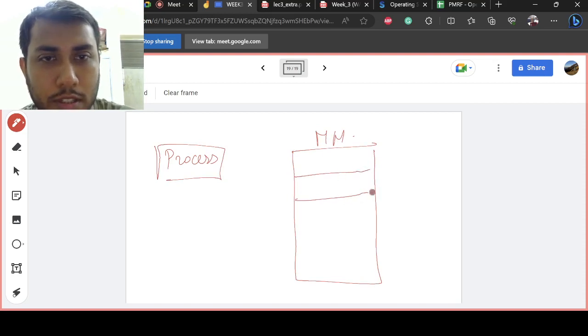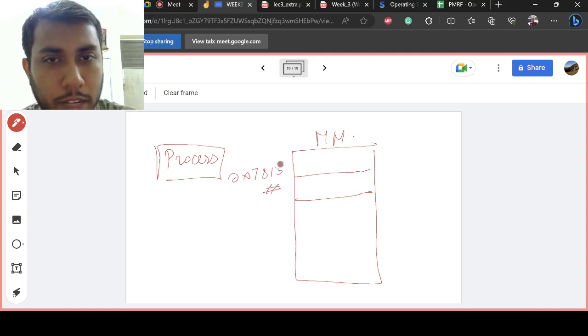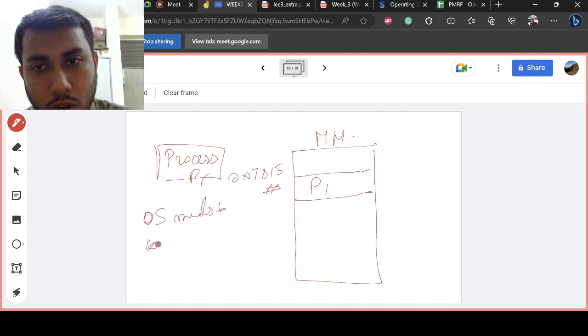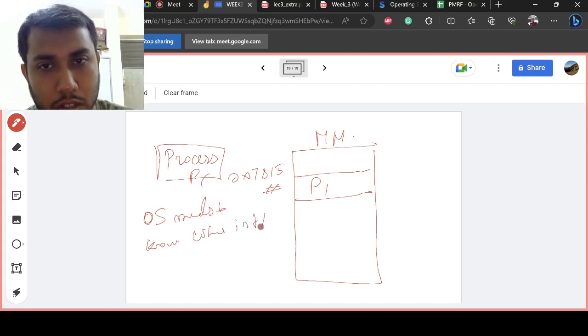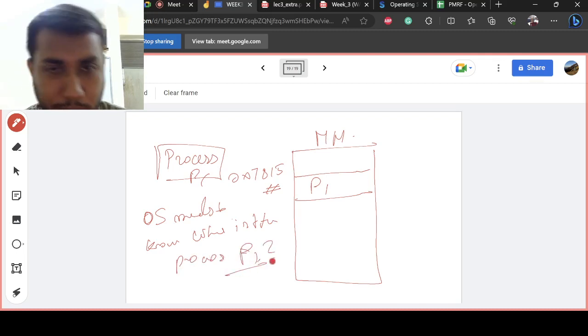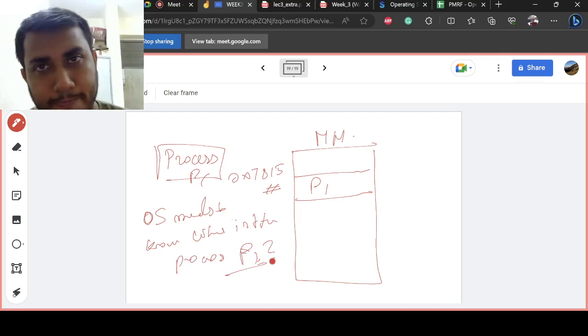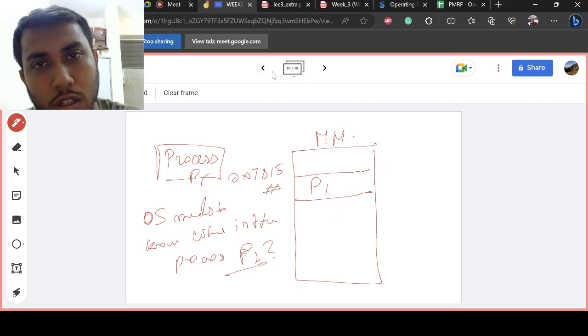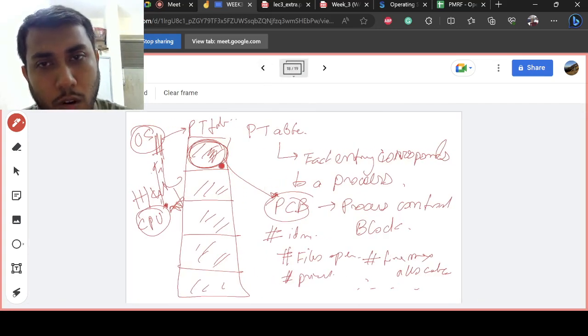Obviously, suppose your process is in this location, let's say 0x7815, and here is your process P1. So P1 is located, let's say, here. Your OS needs to know where the process P1 is, right? It needs to know. So that information, where the process is, is also kept in this PCB.